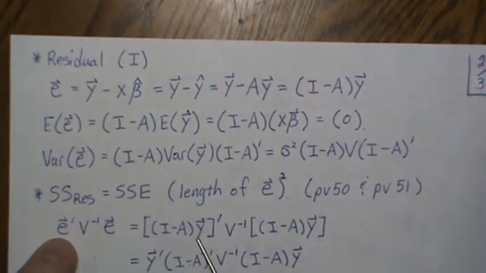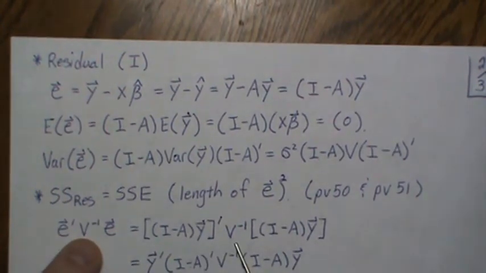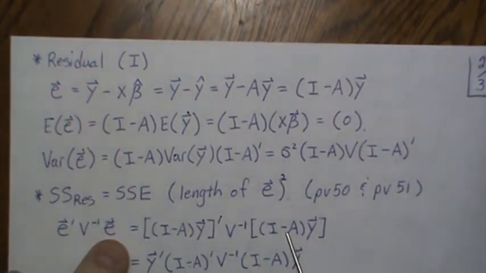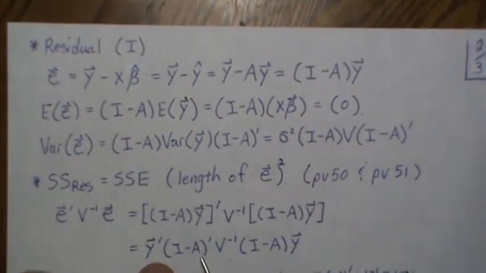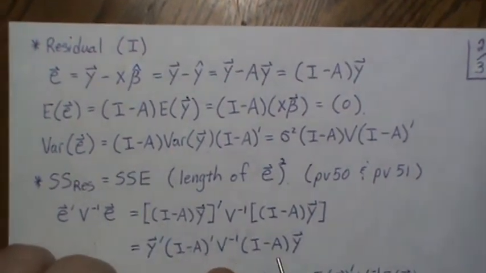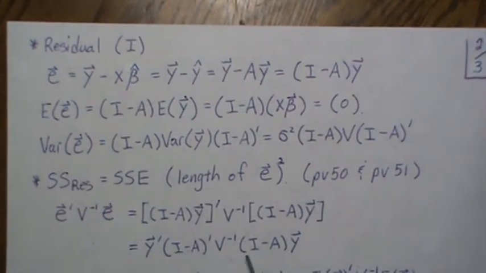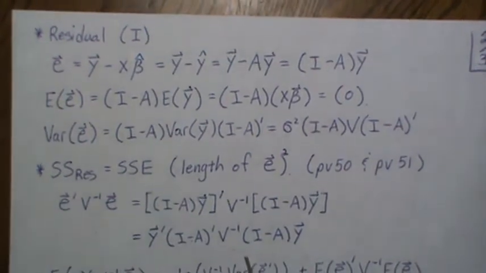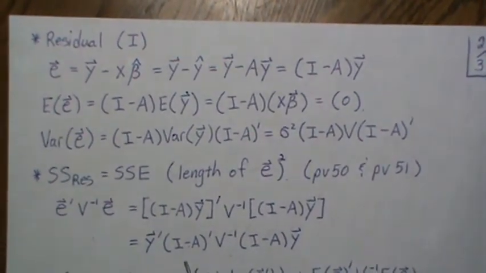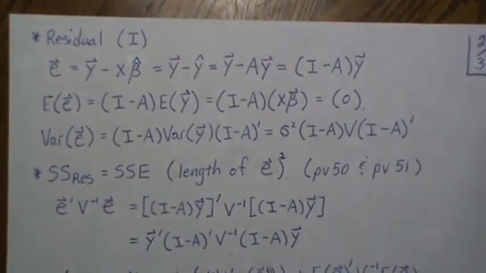So we plug everything in. This is the residual, V inverse, and this is the residual. Now we simplify. So they take the transpose in, we get this. Well, we're done. That's it. That's the same sum of squares residual that we got in model 2. So this is it. So they are equal.